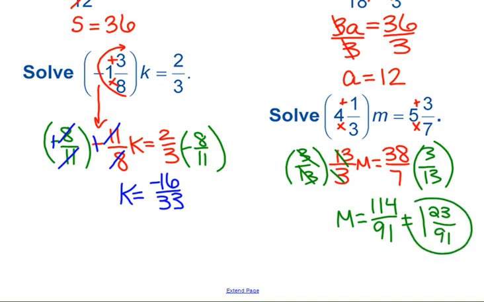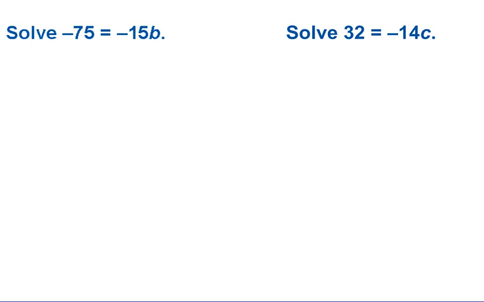So our final answer is 1 and 23 over 91. You cannot give me a decimal answer unless you have a decimal in the problem. Keep that in mind. All right, we're going to practice a couple more of these.